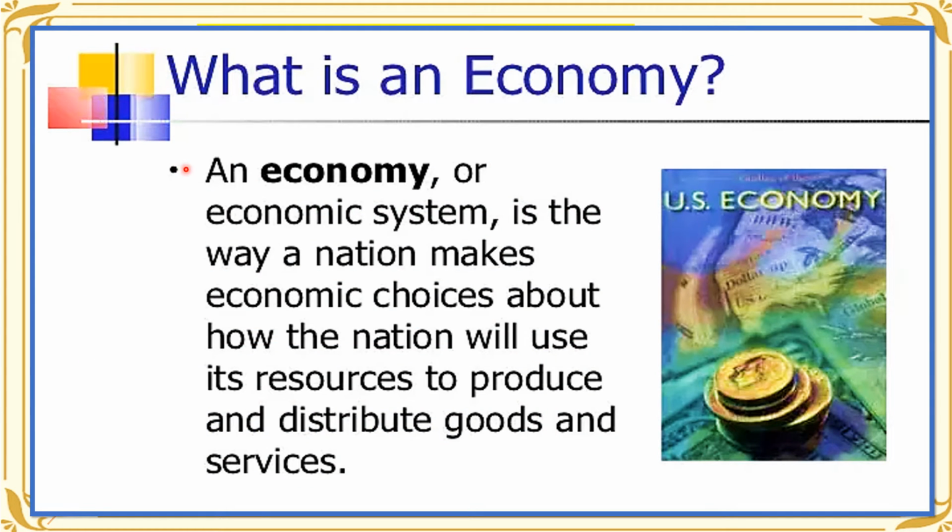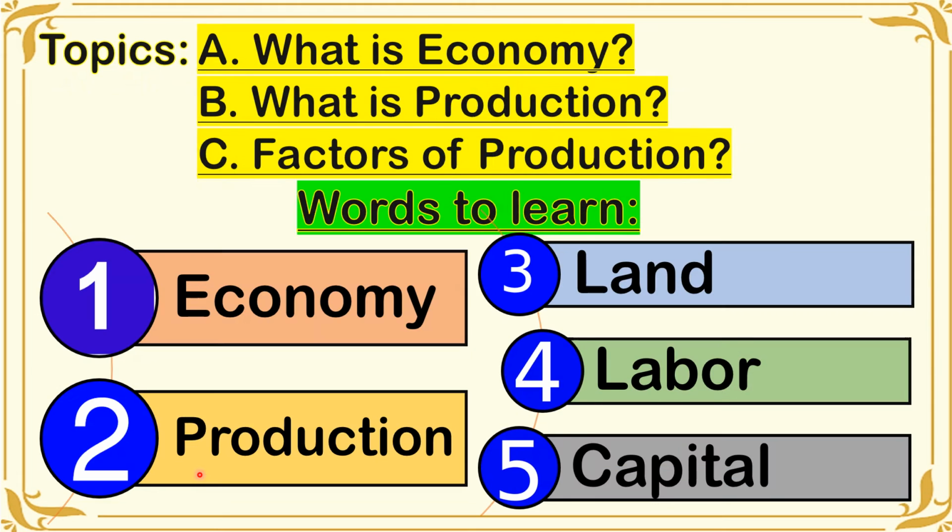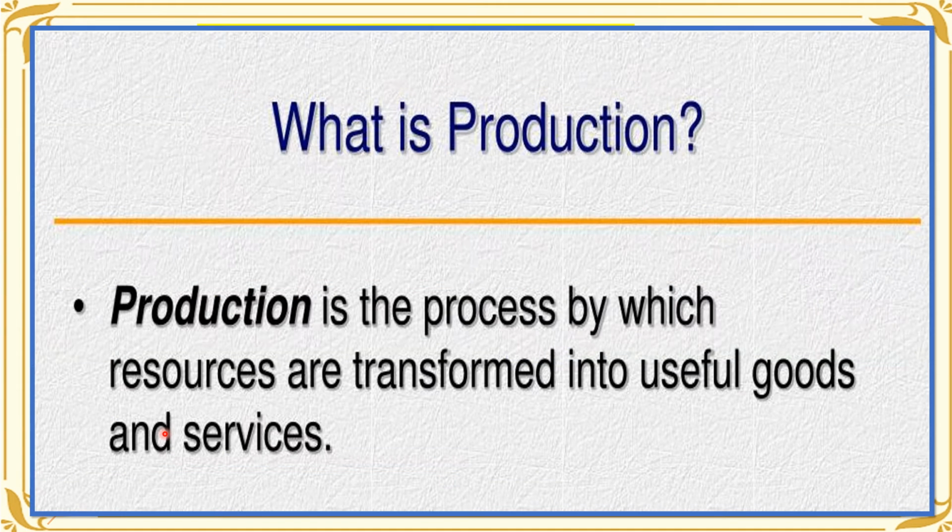What is an economy? An economy or economic system is the way a nation makes economic choices about how the nation will use its resources to produce and distribute goods and services. Because as we all know, our resources are not unlimited. So we have to maximize the use of it, and we have to know which are the things we prioritize.